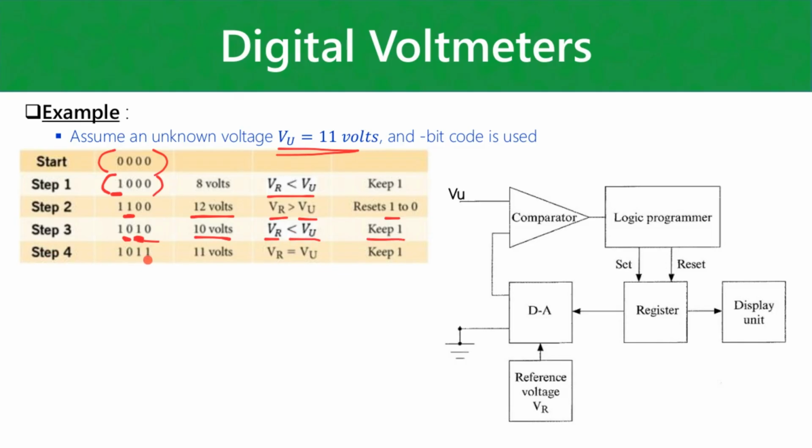And then lastly, the logic programmer will set the register to 1011, which if you convert this binary number to a decimal number, that's going to be 11 volts. And that's then going to give you the reference equal to the unknown, and we keep that 1. Right, so that's going to be the 11 volts that you're going to see on your display unit as well.